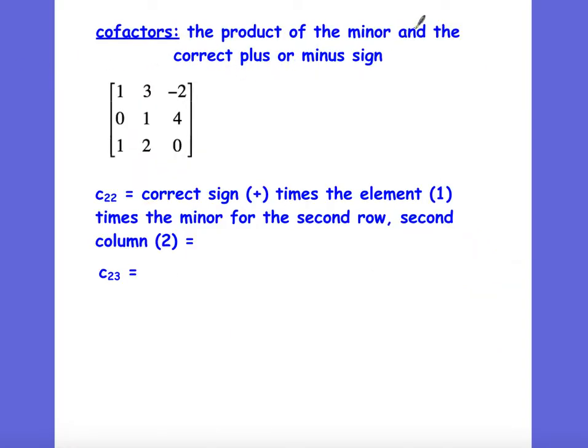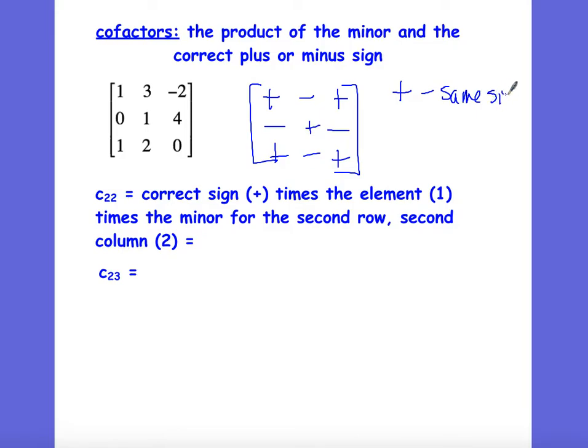Now, cofactors are the product of the minor and the correct plus or minus sign. So for example, the chart that I just had on that first page went like this. It went plus, minus, plus, minus, plus, minus, plus, minus, plus. So remember, plus means keep the sign the same. Minus means you're going to flip the sign. Okay, so instead of doing dashes, we're just going to draw arrows.